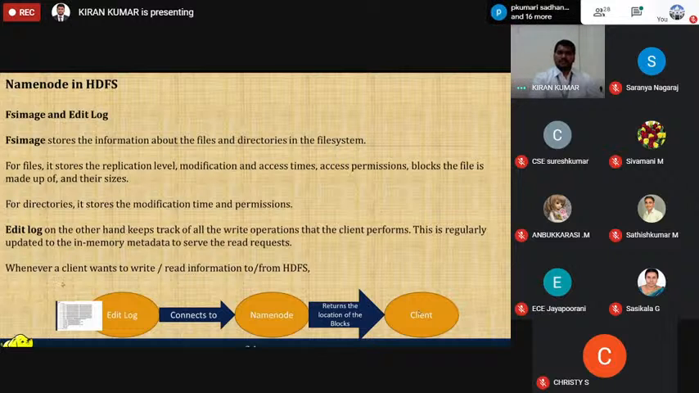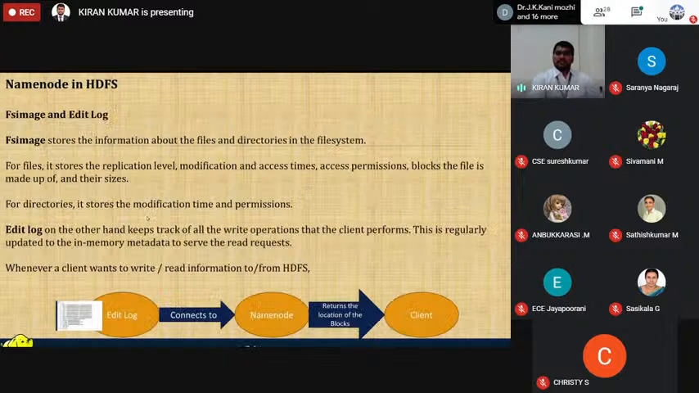So here the most important things are the fs image and the edit log. We need to understand that in the name node there will be two files. The fs image stores all the information about the files and directories stored in the architecture, and the edit log has the recent updates. Also, the edit log gives the update to the fs image. I'm going to explain that in the next slide.